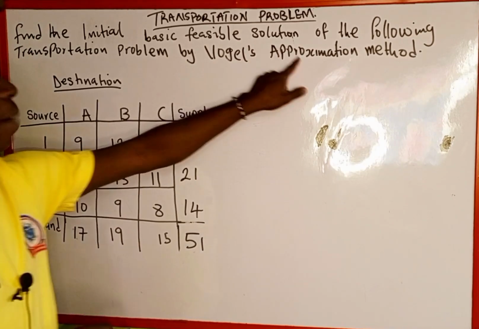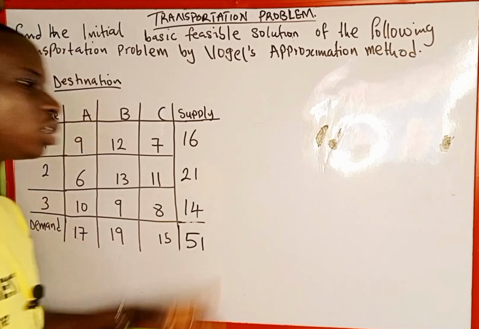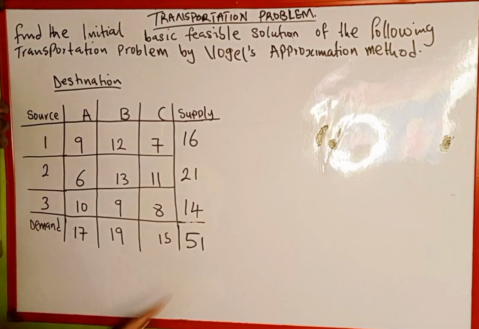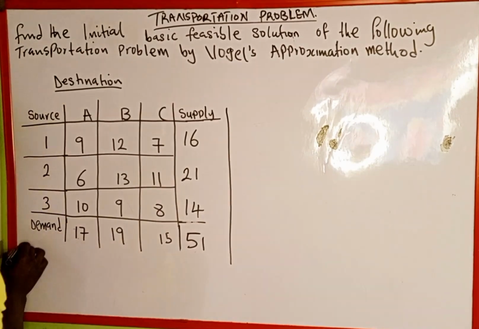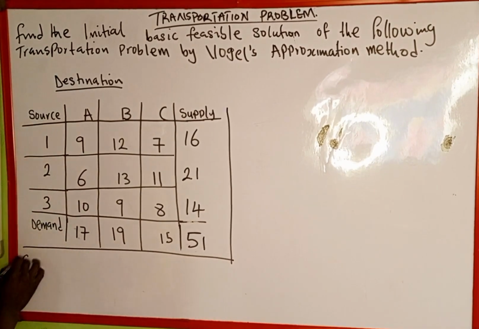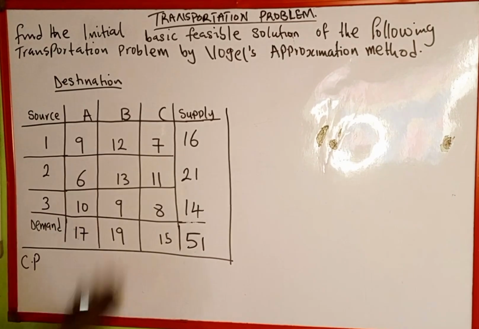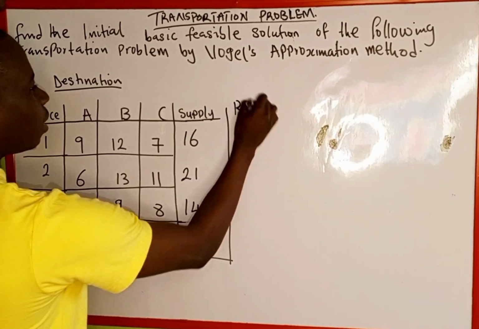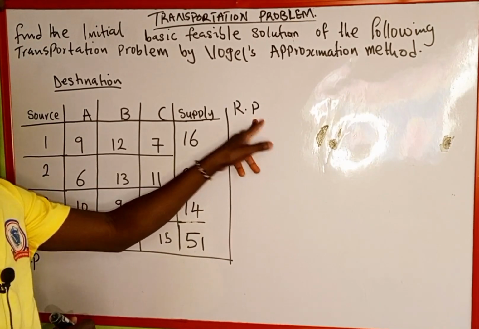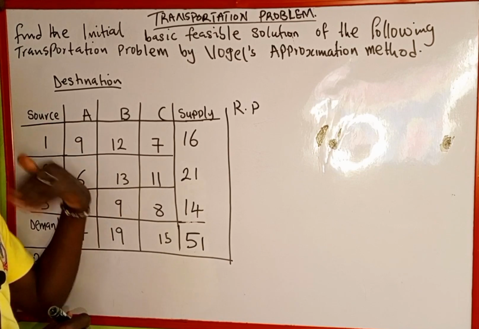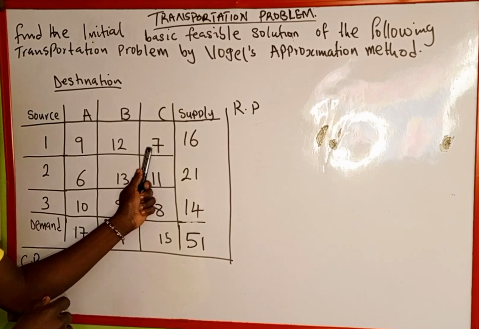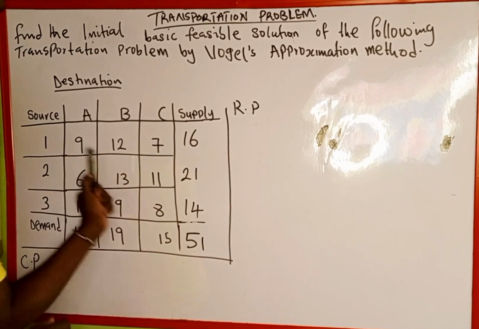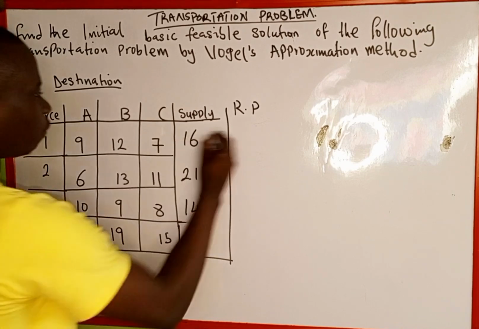Now, to use Vogel approximation method to find the total cost, the first step we are going to take is to create a row penalty and a column penalty. So we create a row penalty, then a column penalty. We call this column penalty, CP, and this row penalty. To get the row penalty, it's going to be the difference between the smallest and the second smallest value in each row. What is the smallest number here? The smallest value is 7 and the second smallest number is 9. Then we take their difference. 9 minus 7 is going to give us 2.